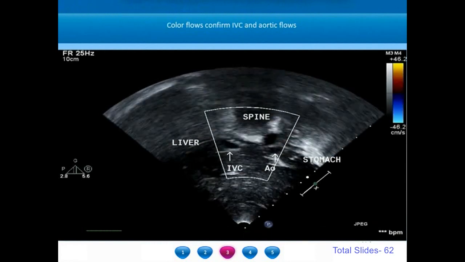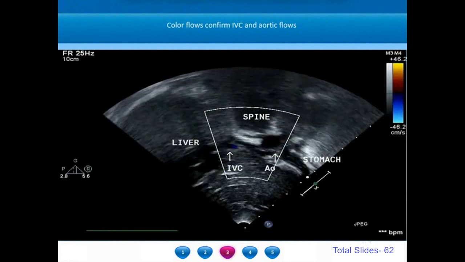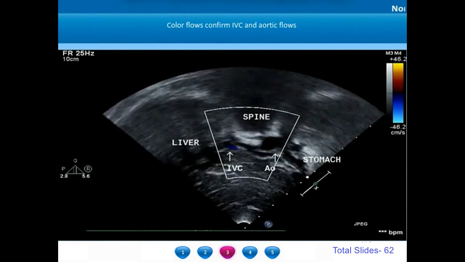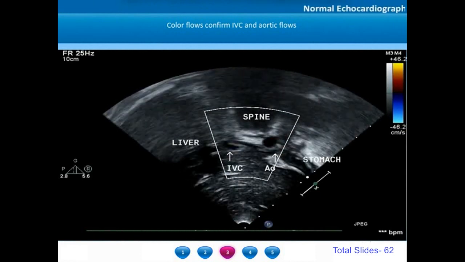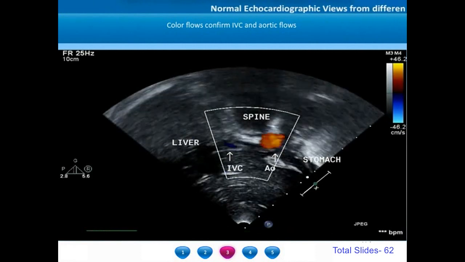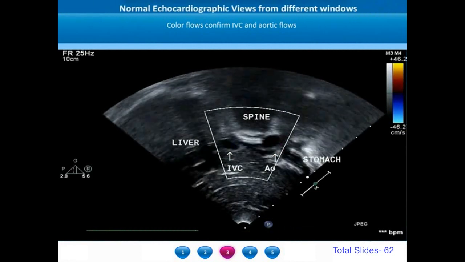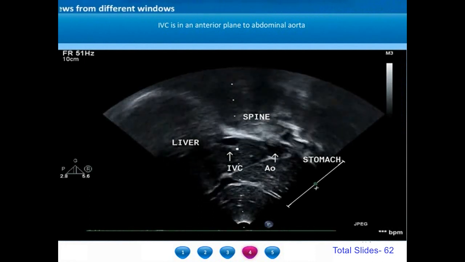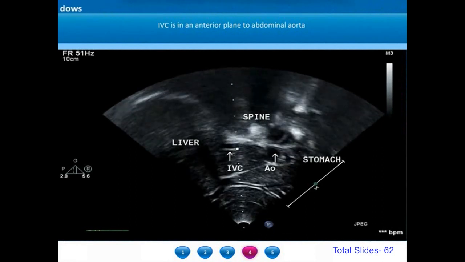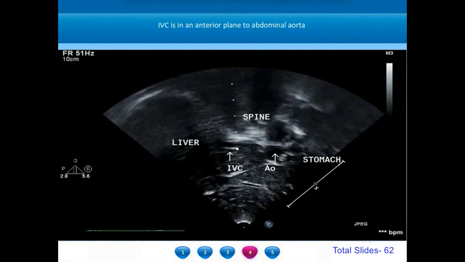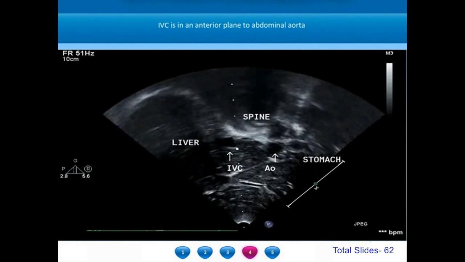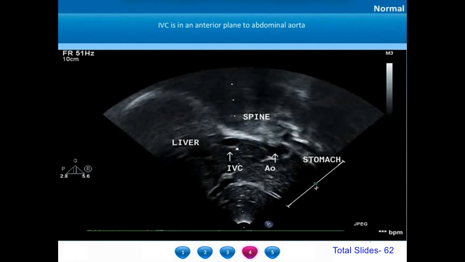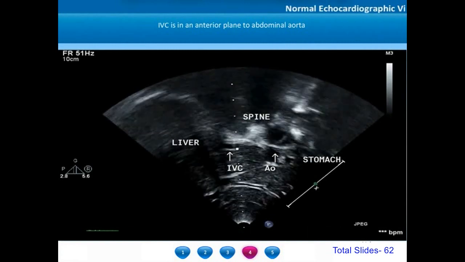When we interrogate the two blood vessels with color Doppler, we will identify the systolic flash of red color in the abdominal aorta, and the inferior vena cava will have low velocity continuous blue flows. We can also notice that the inferior vena cava is a bit closer to the transducer and the abdominal aorta is farther away from the transducer. This is an indicator that the inferior vena cava is at an anterior plane to the abdominal aorta.